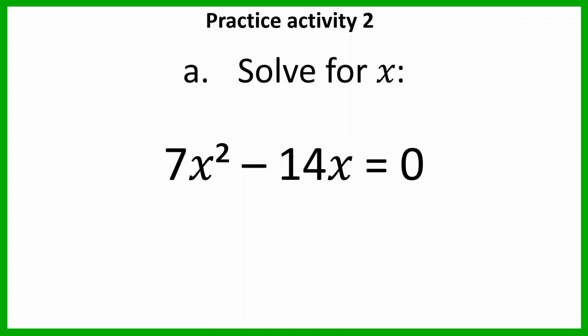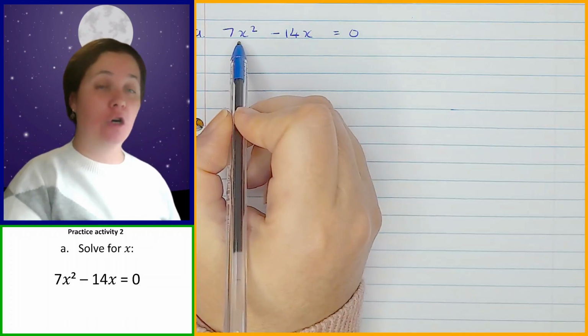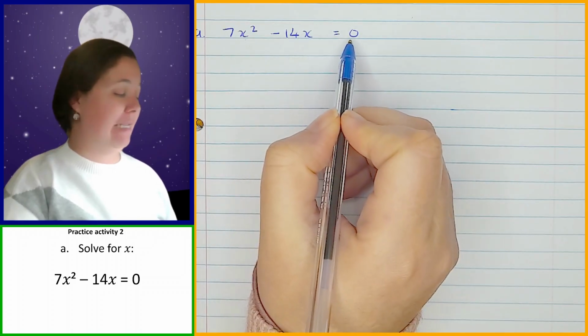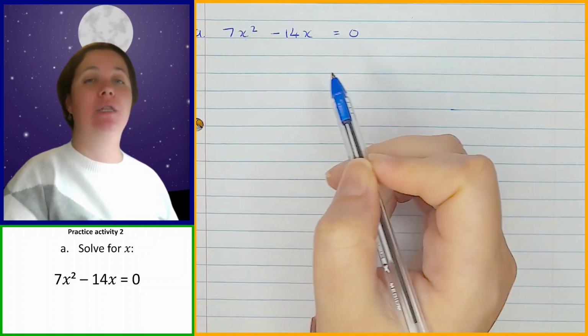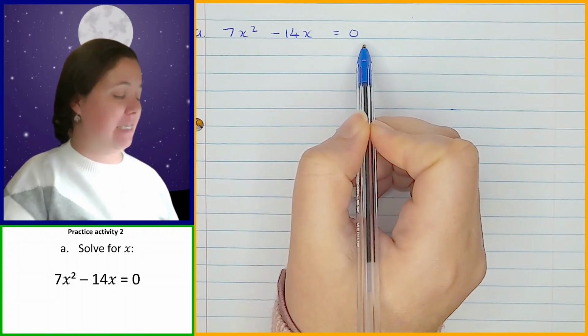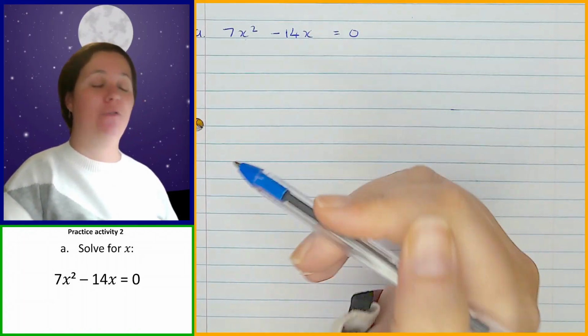Okay, so let's go through that and see what you should have got. Right, so over here, you've got x squared and you've got a term with x, and then you've got it equal to 0. So it's already been written in the form where everything is on the left-hand side equal to 0 on the right-hand side. So we don't have to move our terms around. We're just going to go from here and do our factorizing.